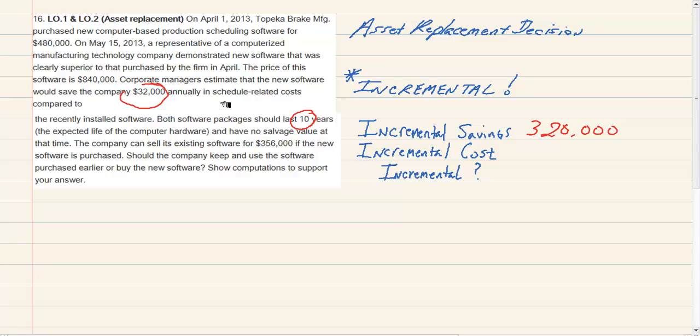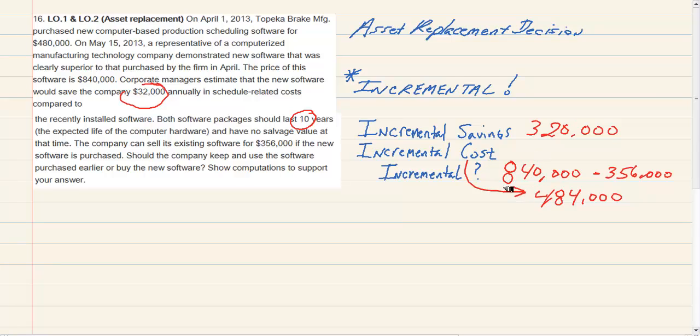The incremental cost, it says it's going to be $840,000 to buy it. We have to shell out that amount, but we can also sell our existing software for a little bit of money. So we're going to net those two together. The total out-of-pocket cost is going to be the difference between those two. $840,000 minus $356,000. We net those two numbers together and we get $484,000. That is our incremental cost.